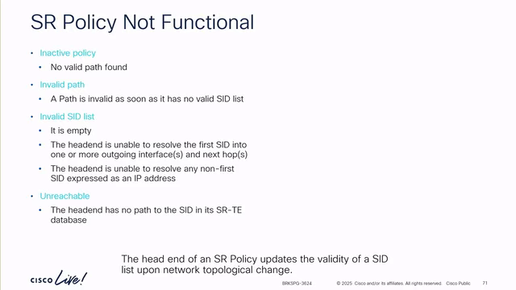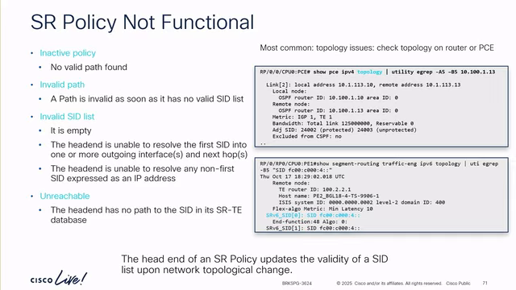When a policy is not functional, typical issues are, it's down because it didn't find the path, something is wrong with the SID, you have two routers with overlapping prefix SIDs, and so on and so on. You can read it here, it's a bit of homework.